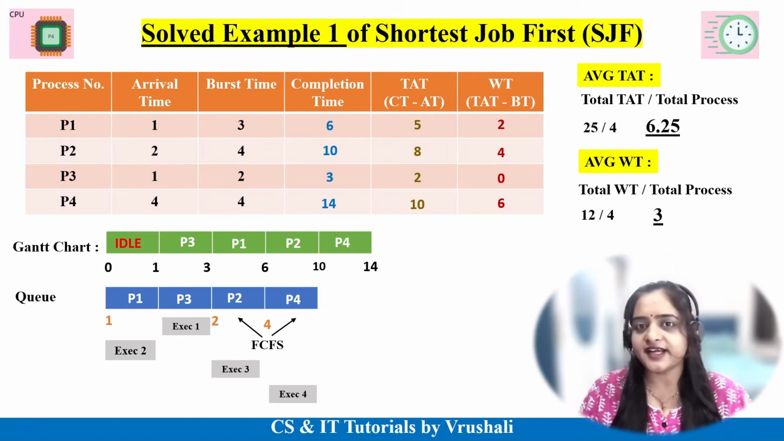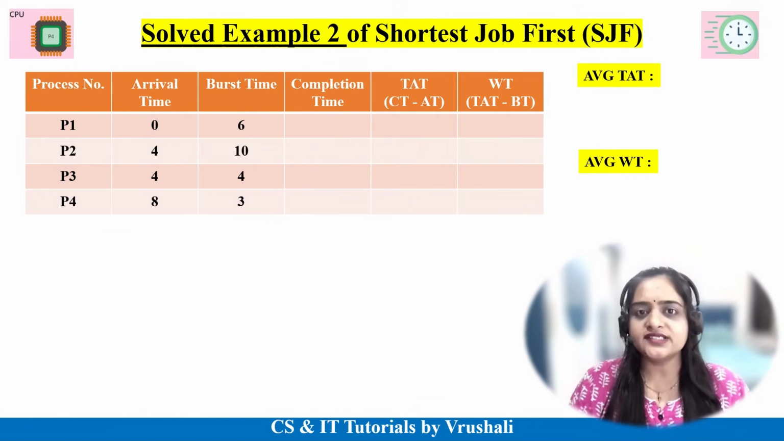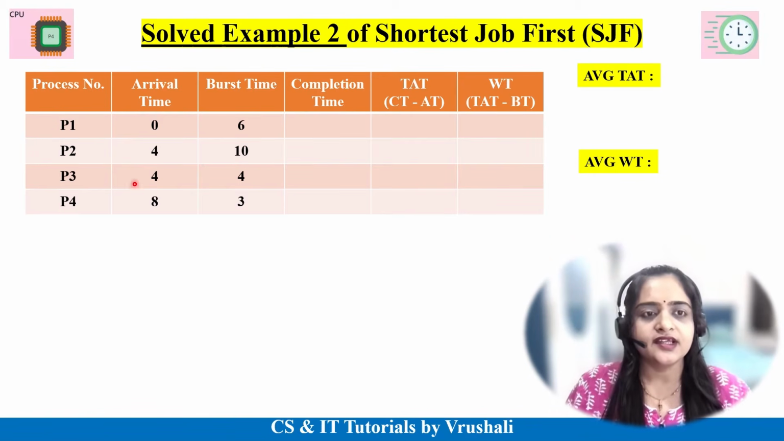Now let's understand the second one. So this is your second example. I am taking different types of examples, so you should get a better basic understanding regarding the shortest job first scheduling algorithm, right? See here. Now again check which data is given. There are total 4 processes P1, P2, P3 and P4.